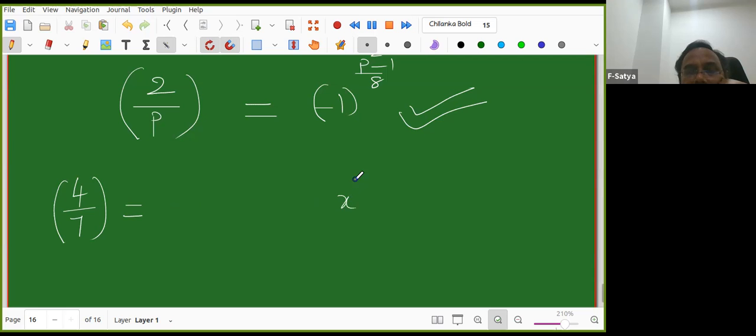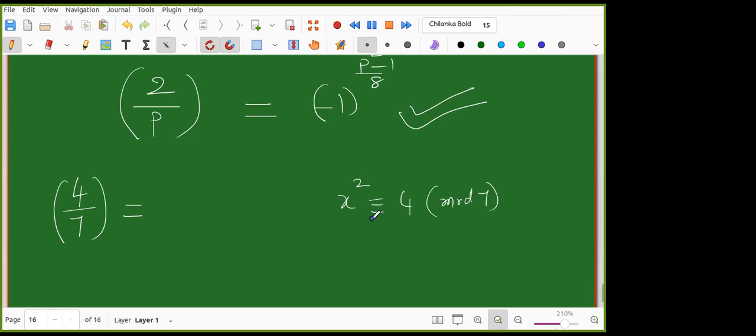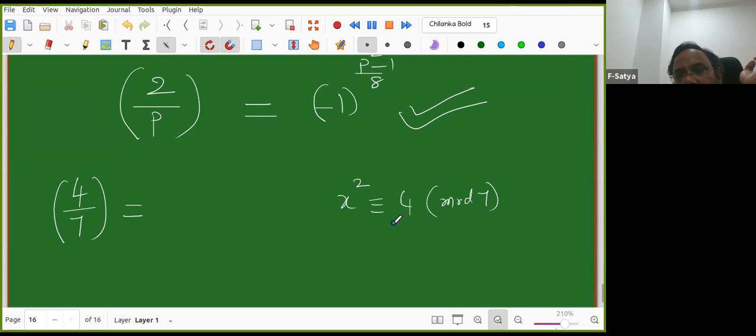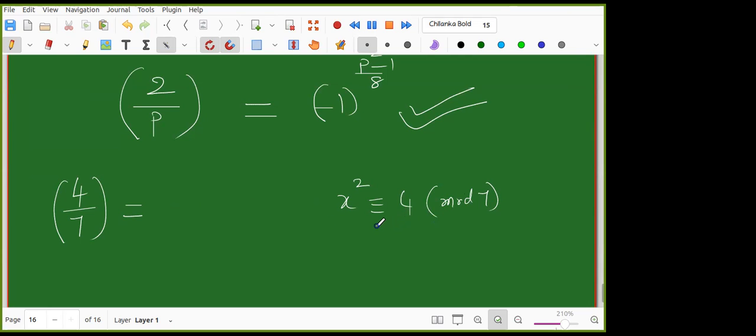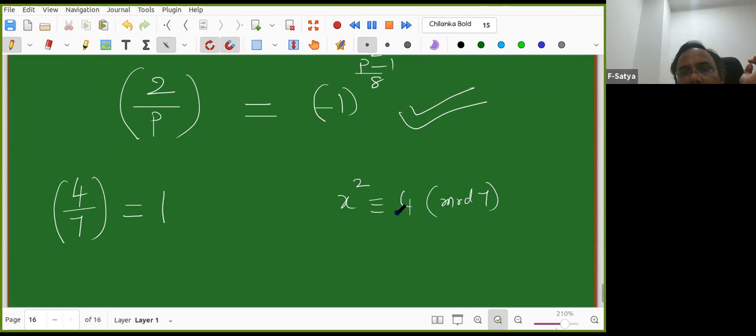That means x square is congruent to 4 modulo 7. You don't find a solution to this? Is it that difficult? 1, sir. This value is 1 because 2 square satisfies. In general, what is that? A square, a quadratic residue mod p. What is the answer to this?